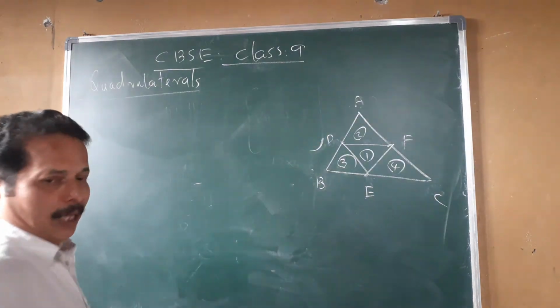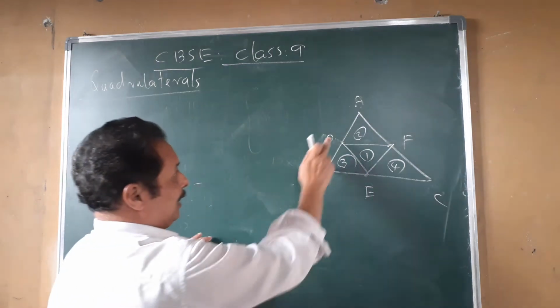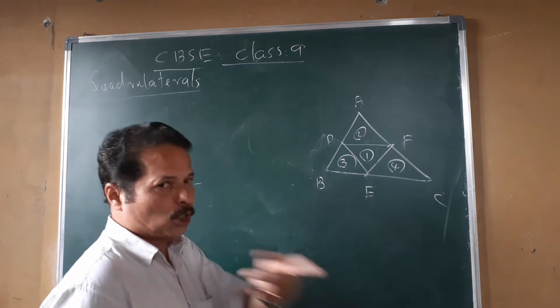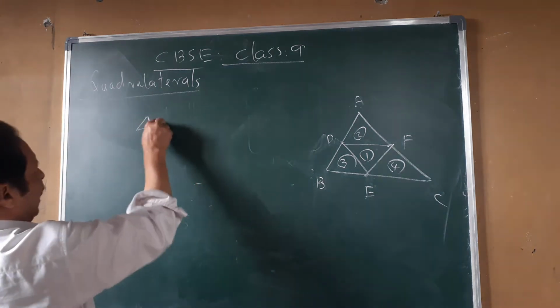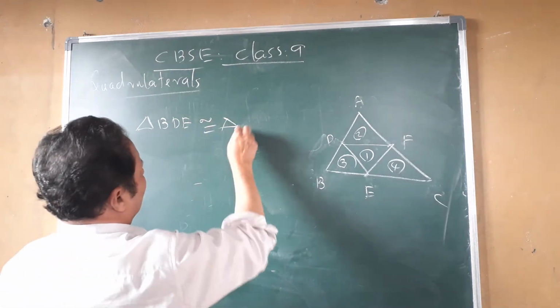This is completed. And you see DE is a diagonal. A diagonal of a parallelogram divides it into two congruent triangles. That also you studied. Therefore, triangle BDE is congruent to triangle FED.